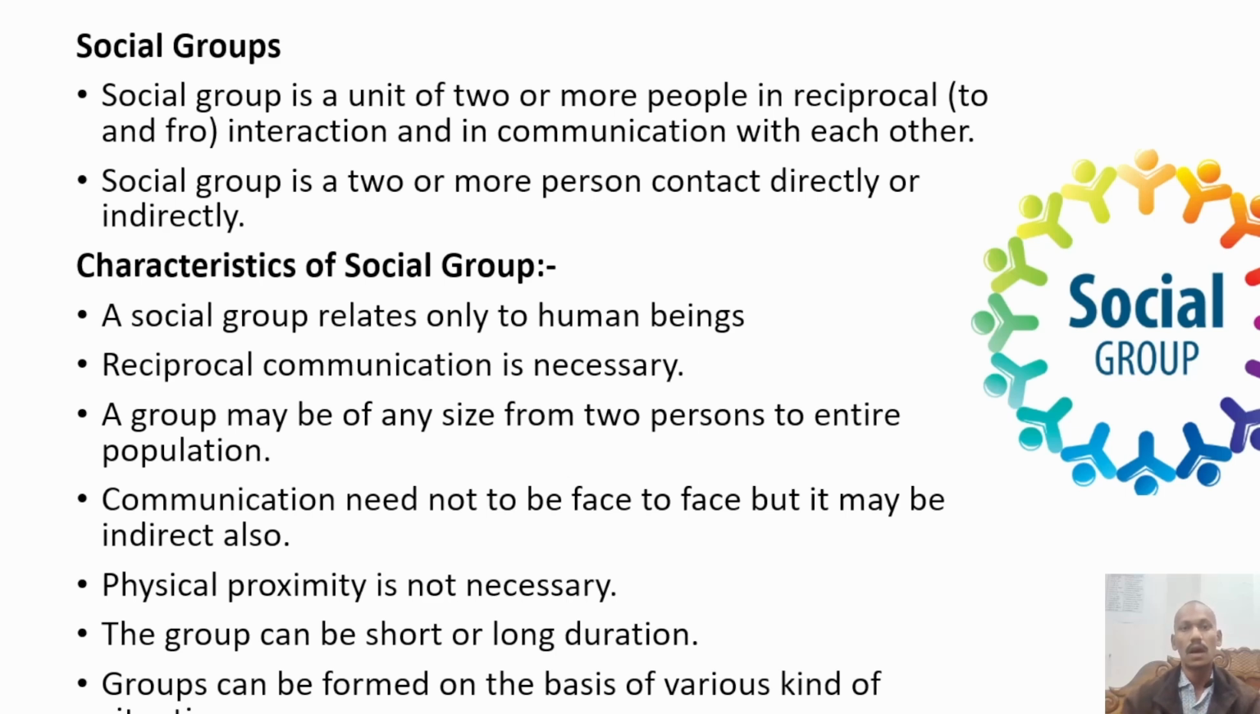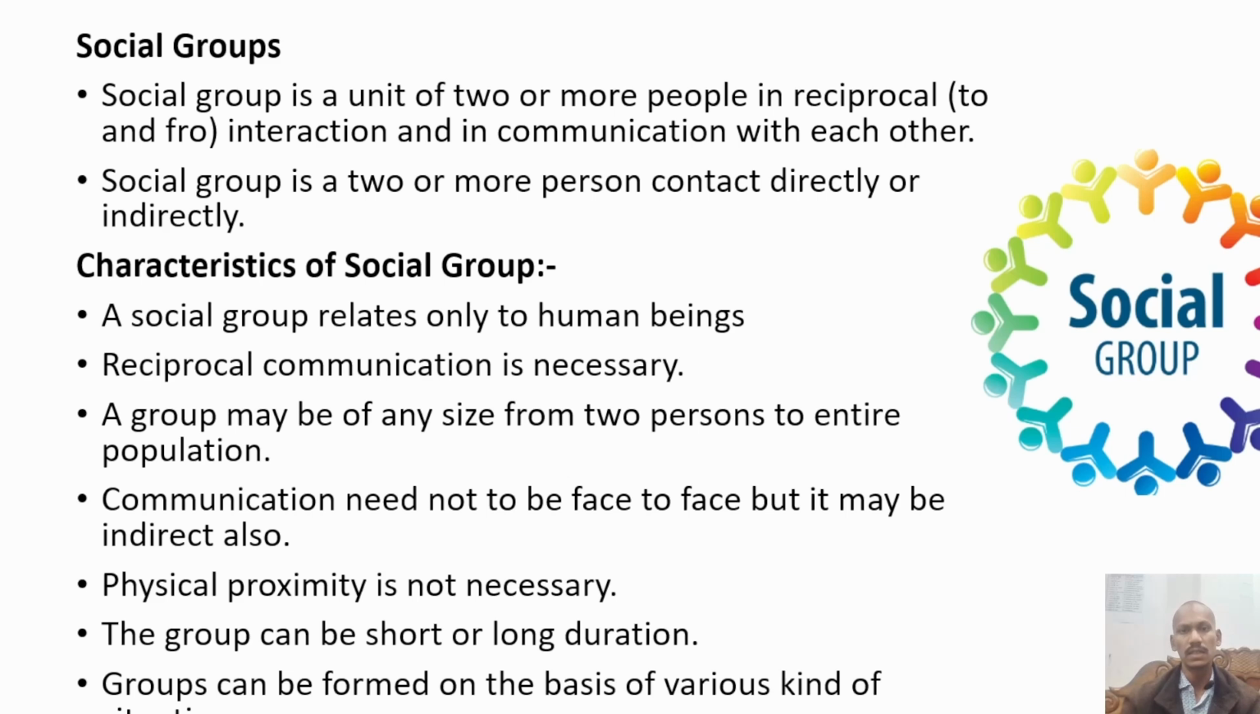Along with that, a group may be of any size, from two persons to the entire population of a country. It can be as minute as two persons, but it can be as big as well. Even the population of the earth can be called a group. Even the population of one country is called a group. One state, then one city, one village, one caste. Likewise, we can say that.